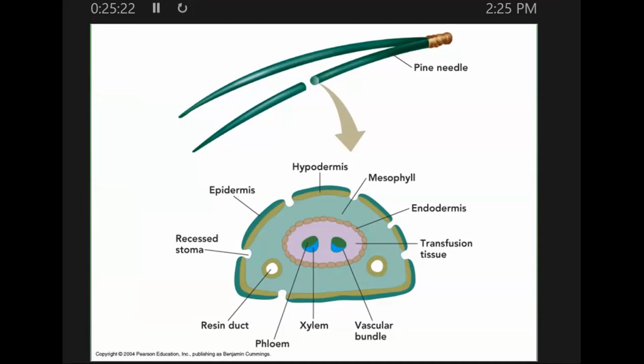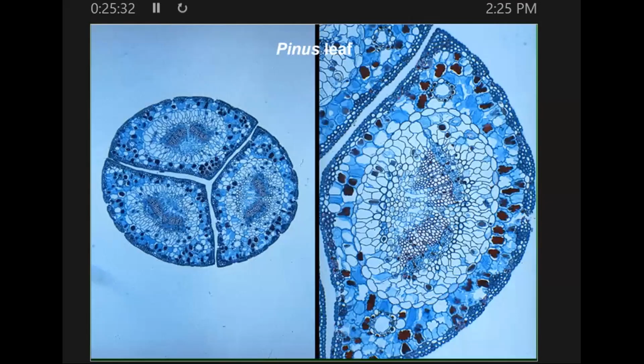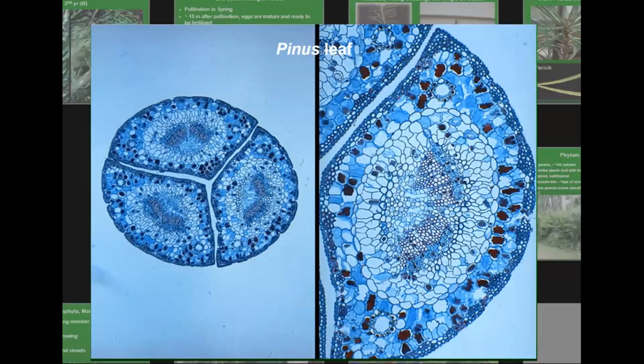And so you'll look at some of these under the microscope, and we'll be asking you to find the xylem and phloem and the sunken stomata or recessed stomata. So that's what you'll see in lab. Okay, so you'll be looking at some cones, some needles, and a little bit about seed development in the gymnosperms.